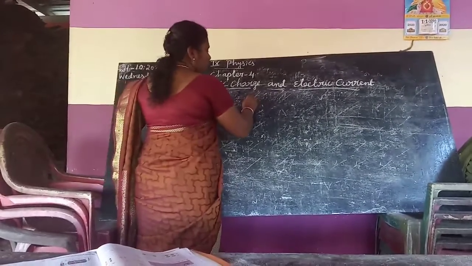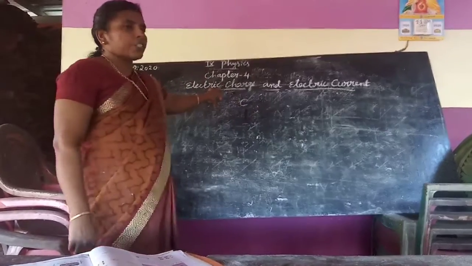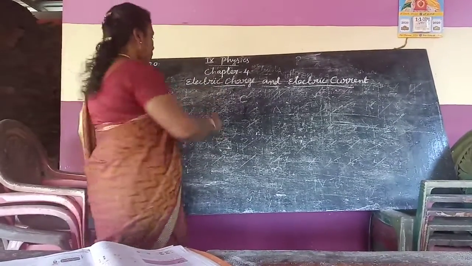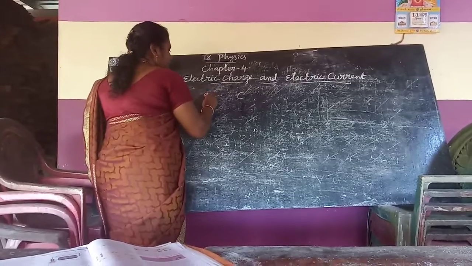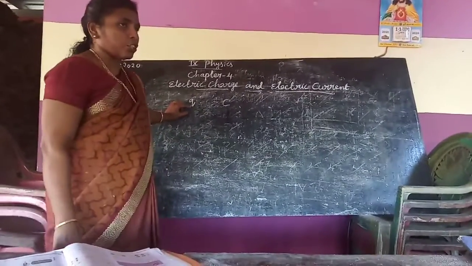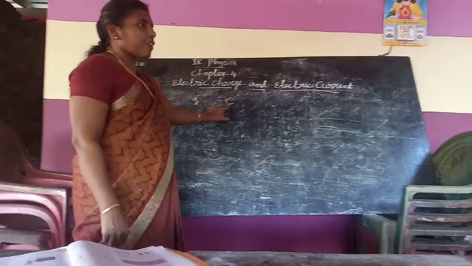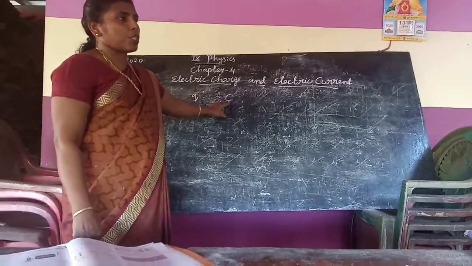Coulomb is the unit of electric charge. Electric charge is denoted by the letter Q. What is the unit of electric charge? Coulomb is the unit of electric charge.